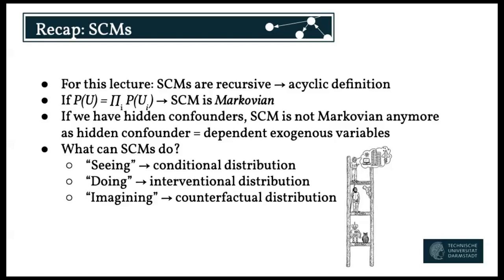Then you can intervene on systems, and by that you get an interventional distribution, and you can predict what will happen if I intervene on some variable. And the counterfactual, the imagination level of this ladder, allows you to do some kind of retrospective analysis. So you can ask the question, what would have happened if I had intervened on some variable given a certain context?